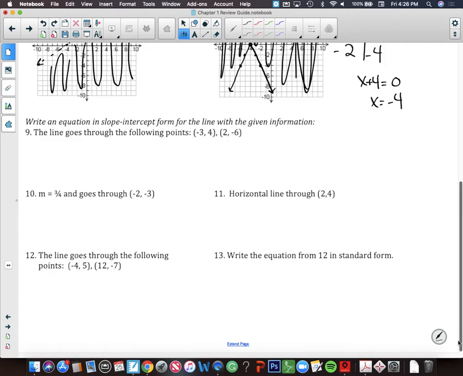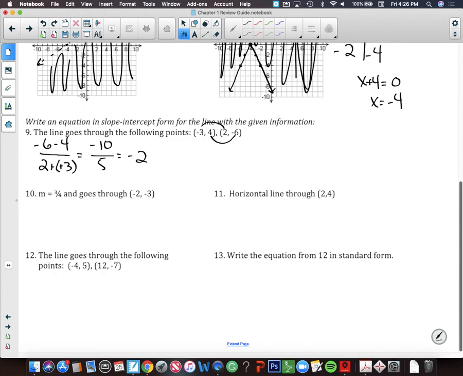So number 9, the line goes through those points right there. So we need to remember the slope formula. So it's y2 minus y1 over x2 minus x1. So it's -6 minus 4, and then 2 minus a -3. That's going to give me a -10 over, double negative gives you a positive, over 5. So our slope is -2. That's nice. Fractions make it a little more complicated.